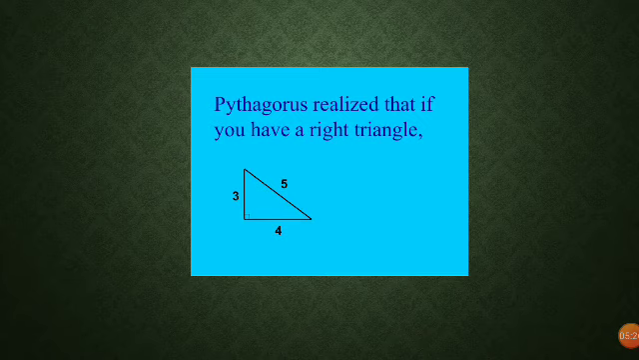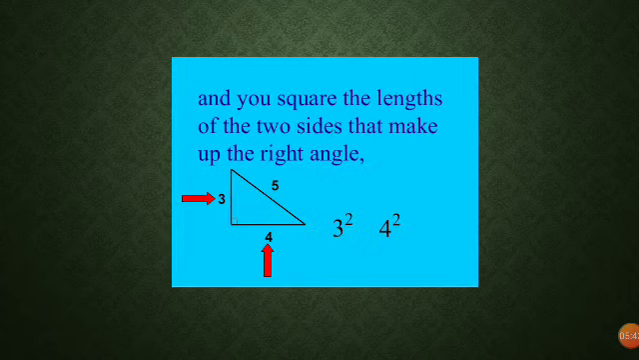Then you can add: 16 plus 9 is 25, equal to 25. So the left hand side and right hand side are equal. That is a right angle triangle. A right angle triangle means the Pythagorean theorem. And you square the lengths of the two sides that make up the right angle.